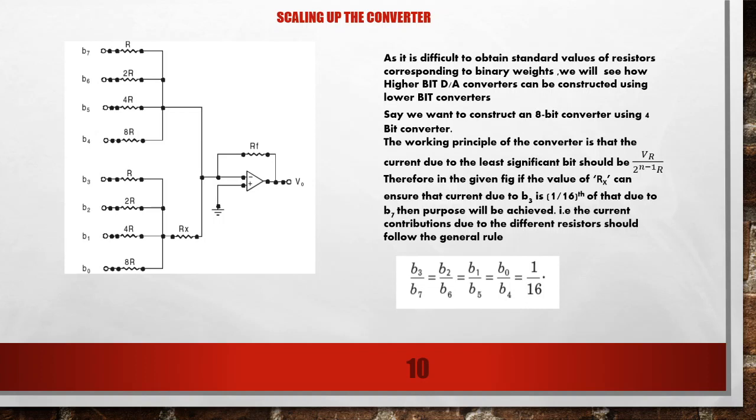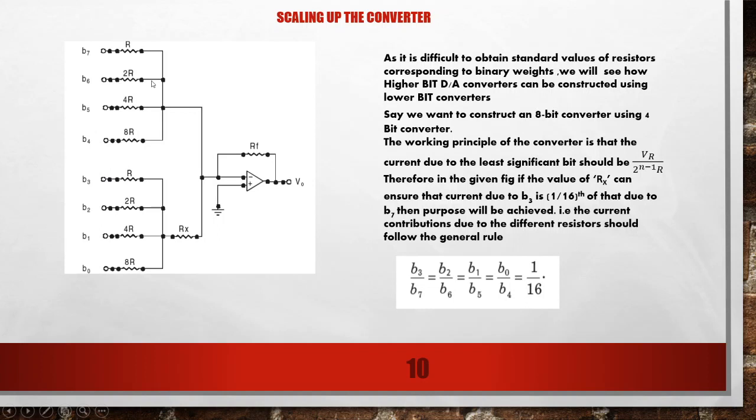What do we do? One option is to use a 4-bit DA converter as a building block and use that to build up an 8-bit system. How do I do that? Now say for this to be an 8-bit system, as we saw in the earlier example, if the current through the MSB is VR by R, then the current through the 4th lowest bit is VR by 4R. So if this is VR by R, VR by 2R, 4R, 8R, then this should be VR by 16R. Right? In general, for an n-bit system, the current due to the least significant bit should be VR by 2^(n-1) R. Right? So similarly, this should be VR by 16R.